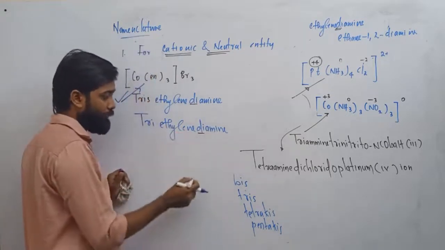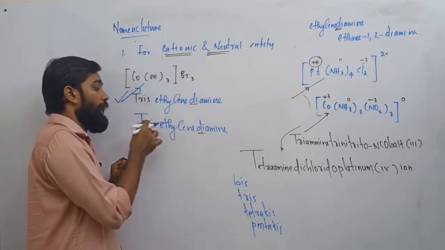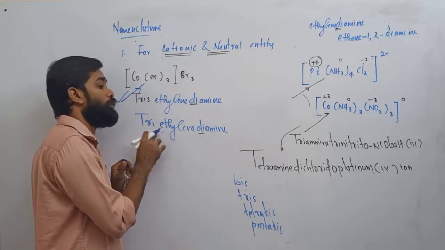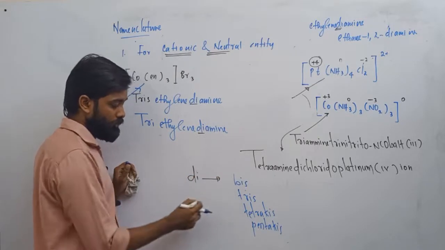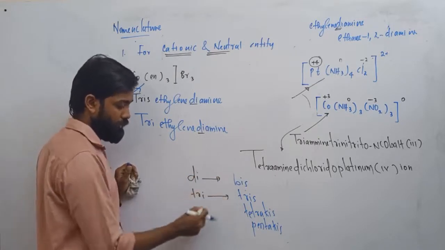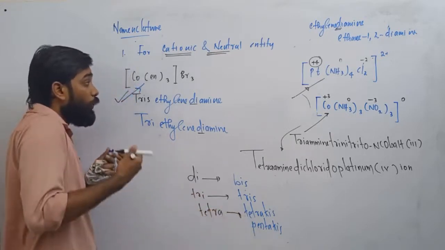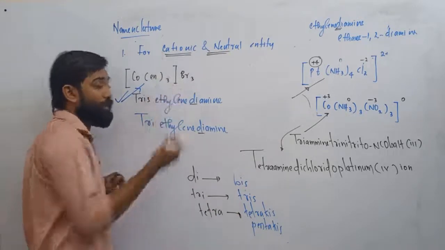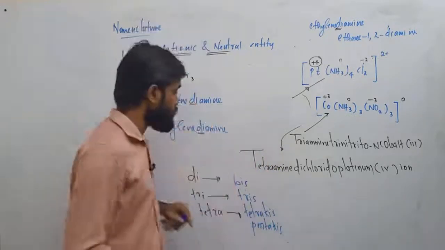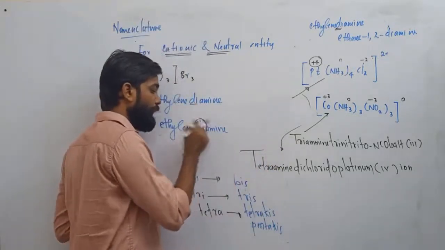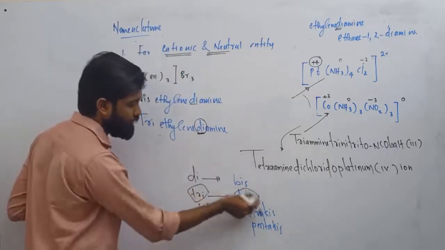If there is a multiplying prefix already in the ligand name, then you should add the multiplying prefix of the ligands by converting di to bis, and tri to tris. If you want to write tetra, you have to write tetrakis, then pentakis, like that. Now, actually there are three ethylene diamine. Usually I write tri-ethylene diamine, but it is wrong because there is a di multiplying prefix already in the ligand name. So instead of tri, you should use tris. That is a rule.